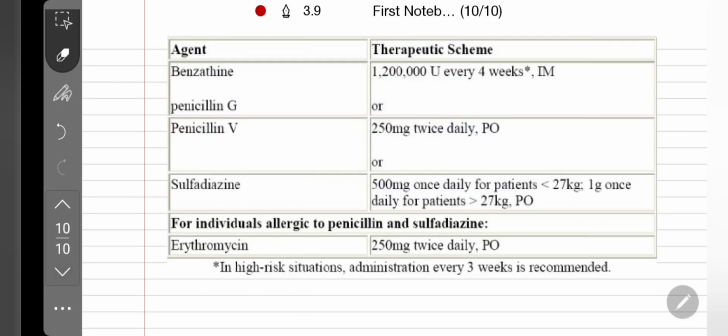What you give is benzathine penicillin, a monthly injection, or you can give penicillin V 250 mg twice daily per oral. And for the individuals who are actually allergic to the penicillin, you can give the erythromycin 250 twice daily. So that's all about the rheumatic fever. Hopefully that's going to help.